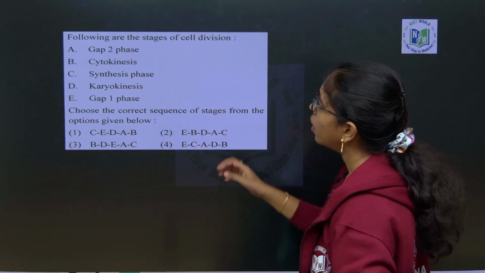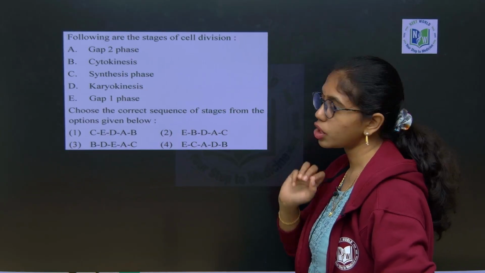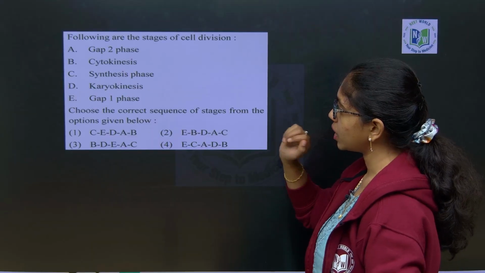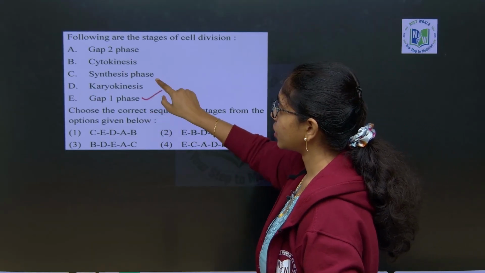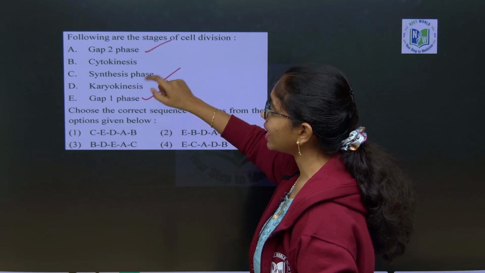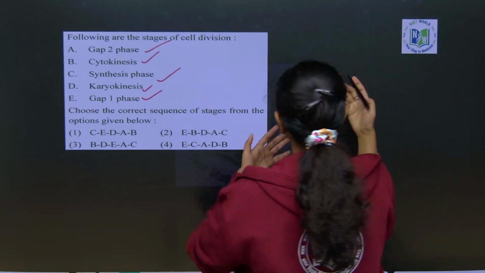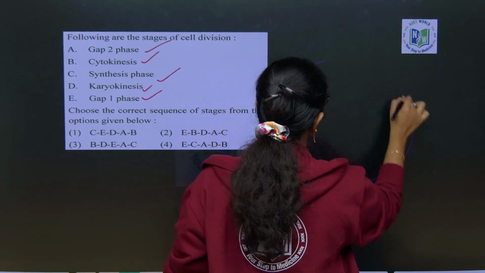And next, following are the stages of cell division. We have 4 stages of cell division, right? First is G1 phase, next S phase, next G2 phase. In M phase we have karyokinesis and cytokinesis. Let me draw one cell cycle.